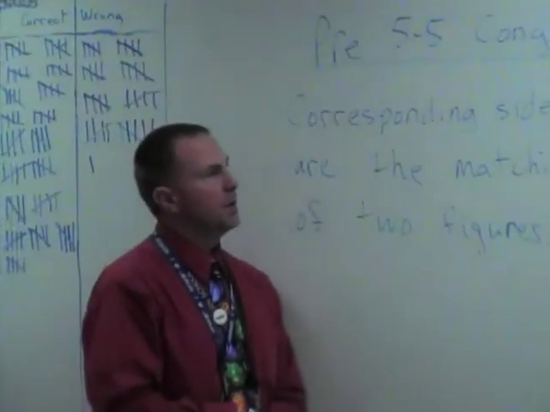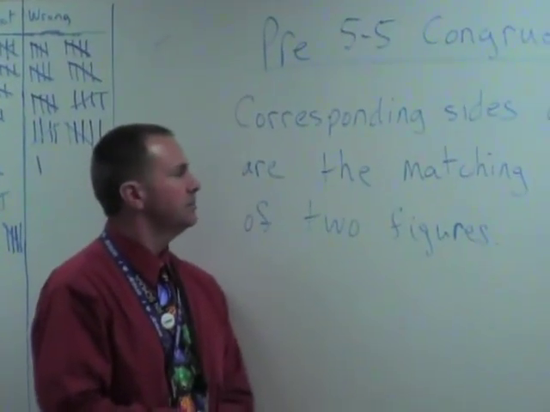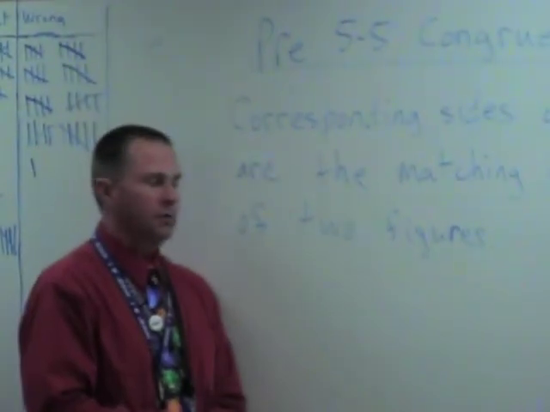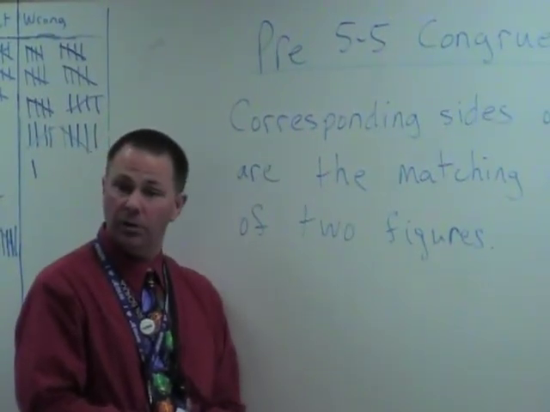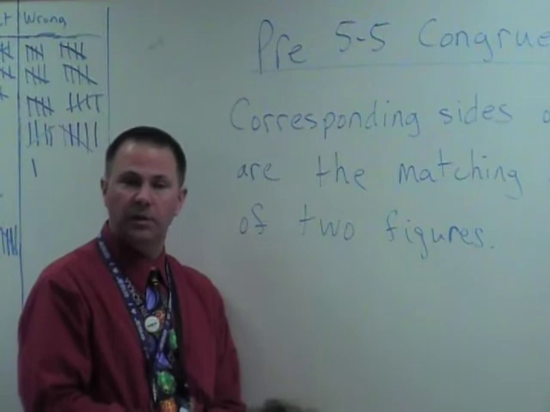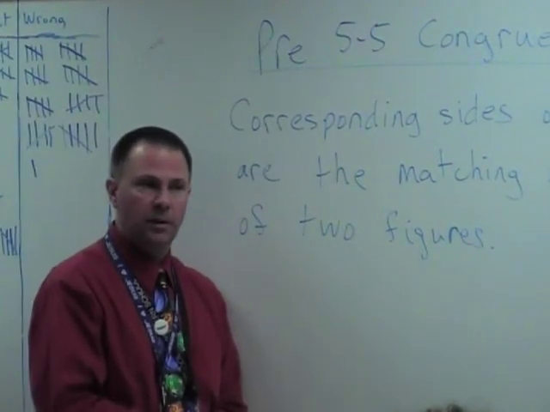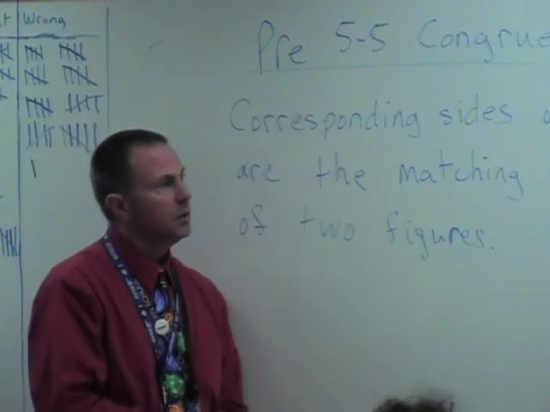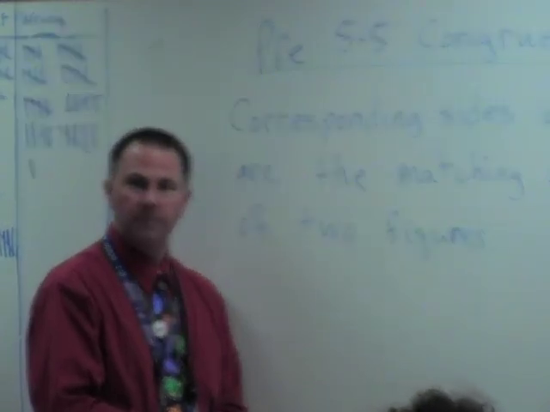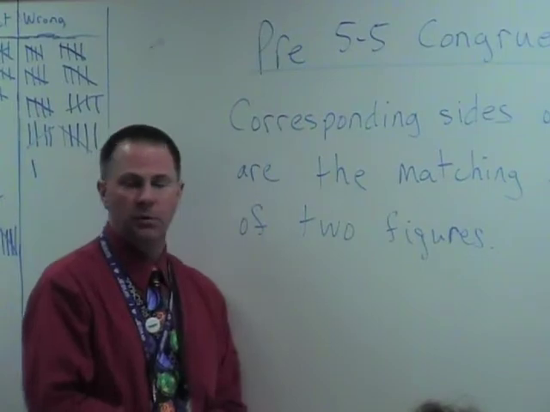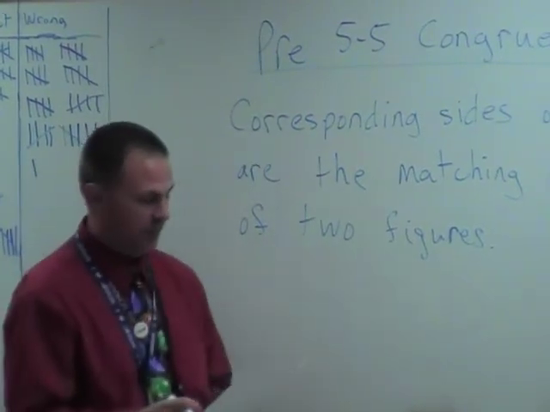Alright, so corresponding sides or angles are the matching pieces of two figures, and they're equal. The lengths of each side, the corresponding parts, are equal. The angles are all going to be the same. So that's what congruence is, alright? Now, example 1.